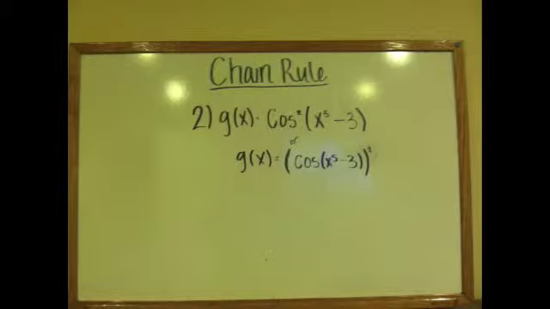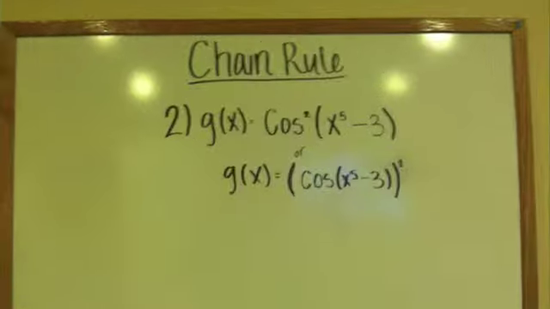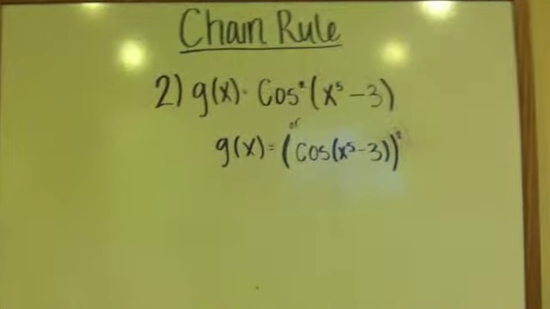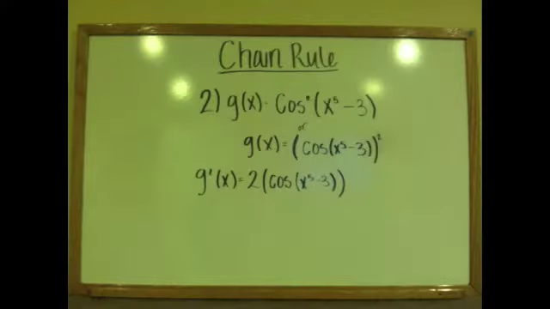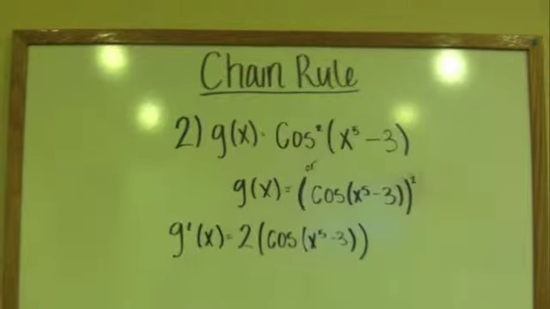For this one, it's a little bit harder, so I'm going to change the whole thing and put it in parentheses and put it to the second power. That way it's easy to derive later. To find the derivative for the first part of the problem, I'll take the equation that's to the second power and derive that first, giving us 2 times cosine of x to the 5th minus 3.